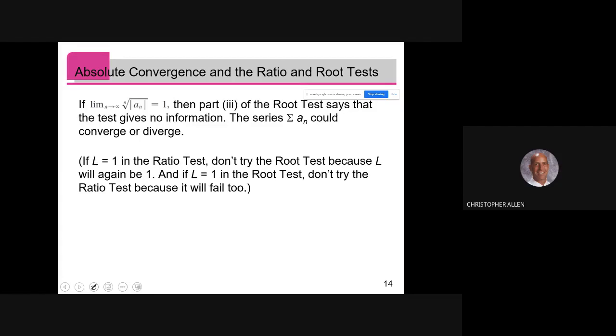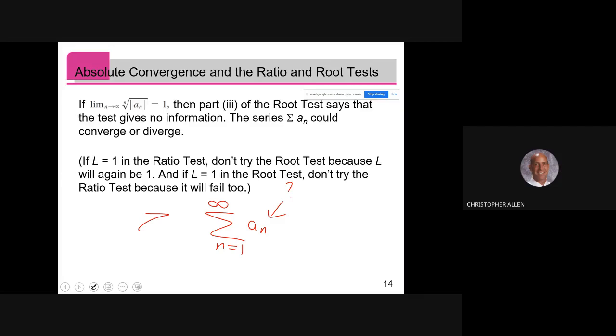If L is equal to 1 for the ratio test, don't try the root test, because L is going to be 1 again. So let me explain what's going on. You get on the AP exam. Let's say it's May 4. Ooh, that's weird. You're getting some sum. I don't know what it is. And I'm just going to put a sub n, whatever that is. I have no idea. And you're going to have to try to figure out which test do I need to use to figure out if it's convergent or divergent.